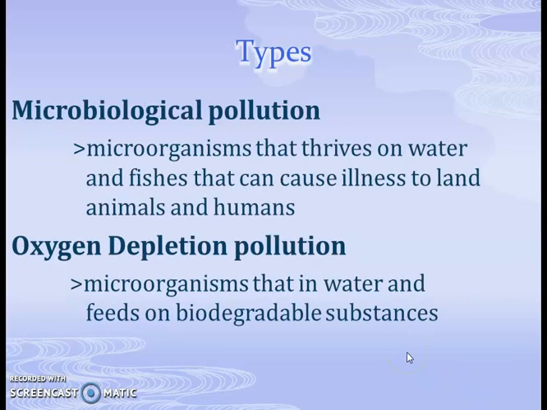Now, another type is microbiological pollution. Microbiological pollution is caused by microorganisms found inside the water, and also fishes that can cause illness to land animals and humans. So they will be termed as microbiological pollution. And also it can be oxygen depletion pollution. Microorganisms in the water that feed on biodegradable substances cause oxygen depletion pollution.